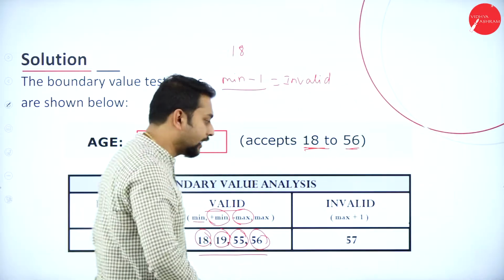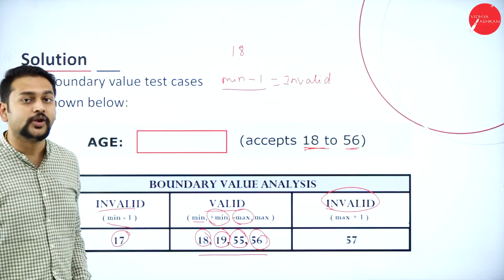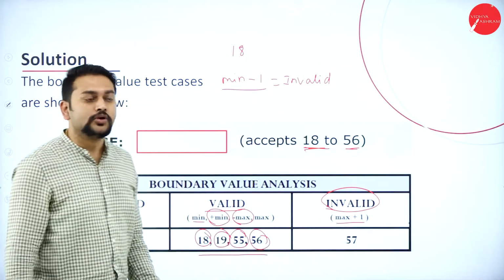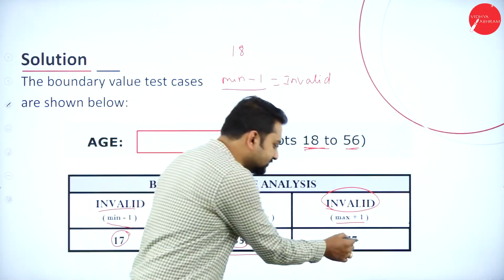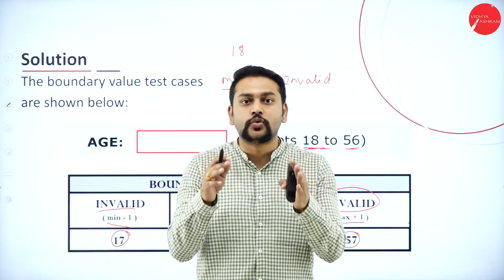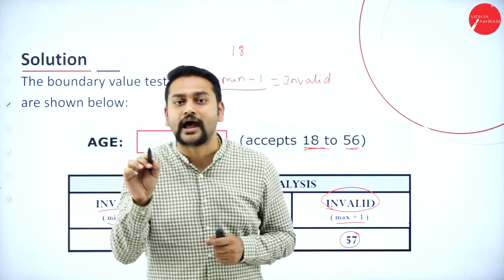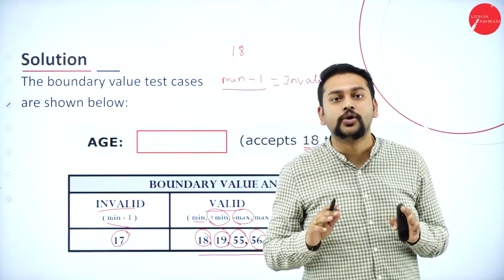Please observe again, I have the invalid. Again, I have the invalid. What is this invalid? Say for example, maximum plus 1. What is the maximum value? 56. 56 plus 1, so 57. So this is invalid. This is what we need to understand. So guys, this is the boundary value analysis. This is what I will call a boundary value analysis.